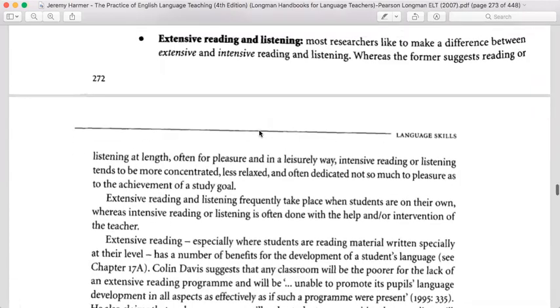Okay, so basically, extensive reading happens outside the class. The teacher can recommend, but extensive reading does not take the time of the class. Similar is the case with extensive listening. So in easier terms, if we try to differentiate between extensive and intensive reading and listening, we're talking about the receptive skills. So extensive reading is basically pleasure reading.